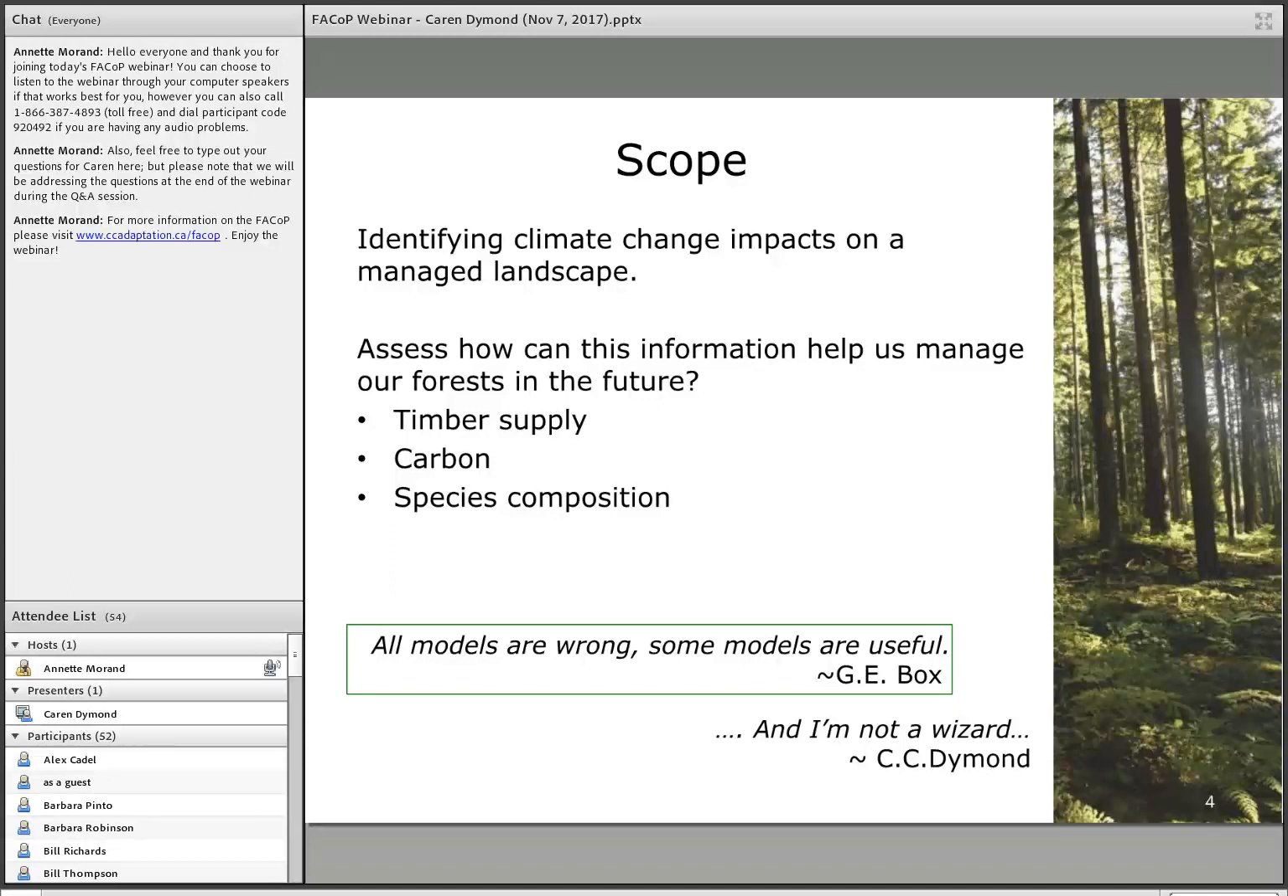There's a quote here in the box: all models are wrong, some are useful. And I like to add, when I'm showing model outputs from the future, that I'm not a wizard, so I can't actually predict the future. These are models, and we hope that they are useful for forest managers and decision makers going forward.